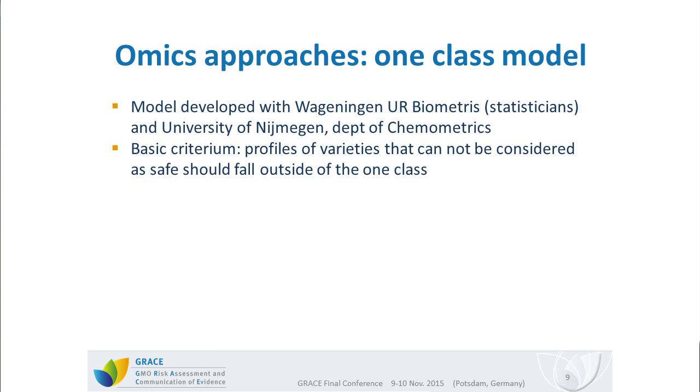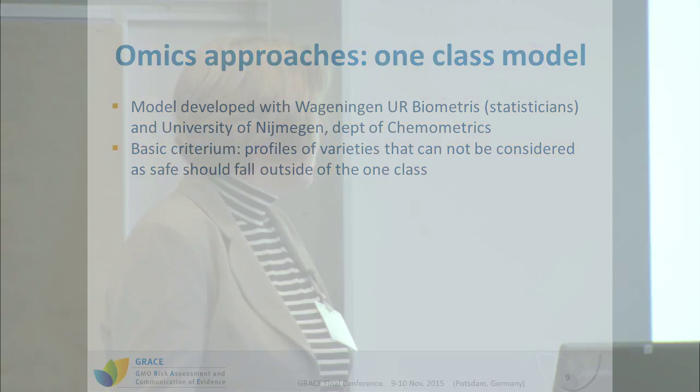So to solve this issue, we have been discussing a lot with the people from Wageningen who are biometrists and from the University of Nijmegen, the Department of Chemometrics. And on the basis of these discussions, we have developed a one-class model to identify differences between GM varieties and non-GM counterparts. And the basic criterion for this model was actually that if you have a profile of a variety that you cannot consider as safe, it should fall outside of this one class.